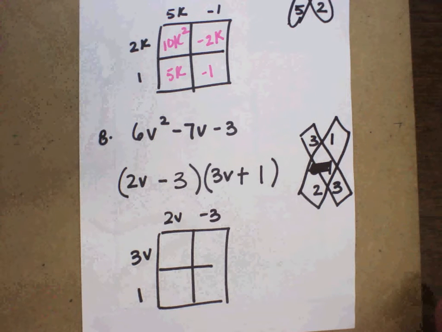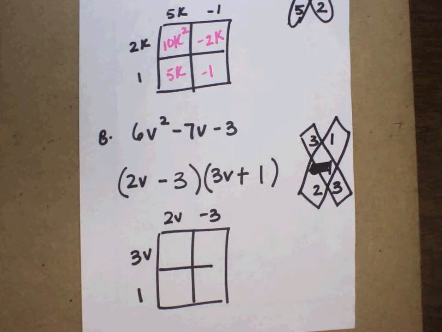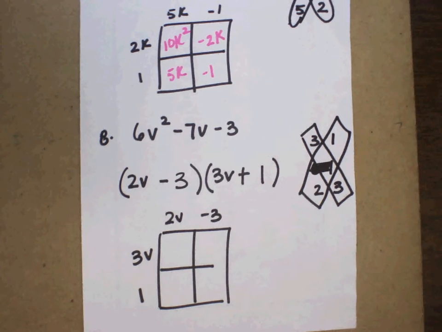All right, so what is this? 6v squared, 2v, minus 9v, and then minus 3. There's your negative 3. There's your 6v, and when I take away, that's your negative 7v, so we're good to go. Yay?